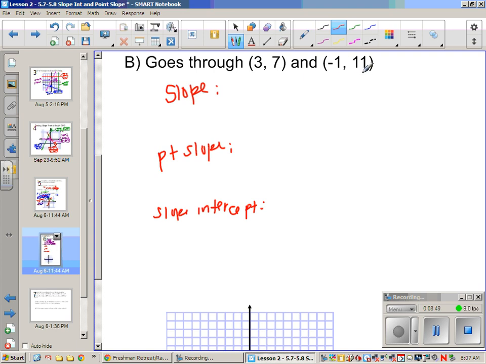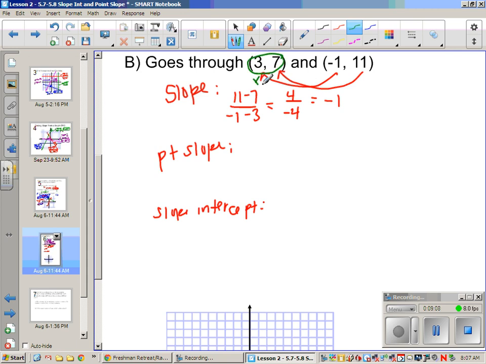So the slope, remember, we take our y's over our x's. So we're going to do 11 minus 7 over -1 minus 3. 11 minus 7 is 4. -1 minus 3 is -4. So I get a slope of -1. Next, I'm going to pick one of these 2 points. So I'm going to pick this one.